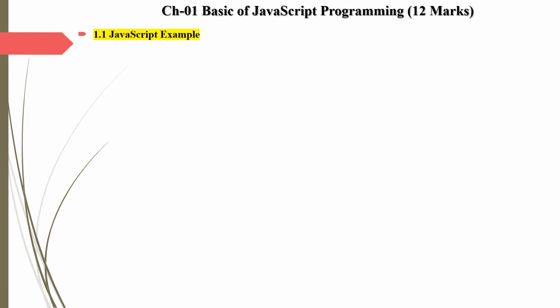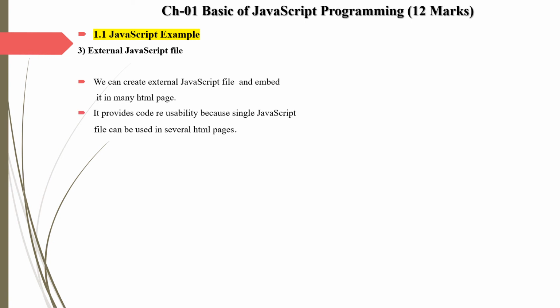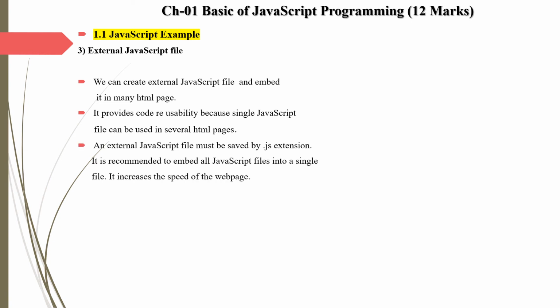Then we see the last type, that is the third type: creating an external JavaScript file. We can create an external JavaScript file and embed it in many HTML pages. It provides code reusability because a single JavaScript file can be used in several HTML pages. An external JavaScript file must be saved with the .js extension. It is recommended to put all JavaScript into a single file, and it increases the speed of web pages.